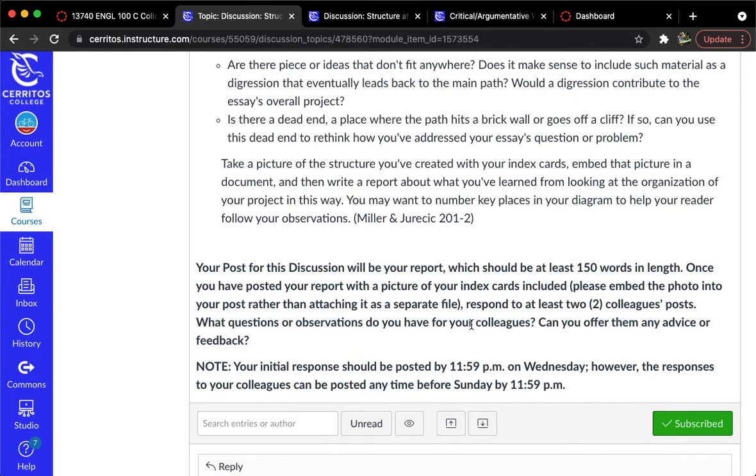Once you've posted your report with the photo of your cards embedded in it, you're going to reply to at least 2 colleagues' posts. What questions or observations do you have for your colleagues? Can you offer them any advice or feedback? So your initial post is by the Wednesday deadline, and then you can take the remaining days of the week to respond to your colleagues. So by the end of the week, by midnight.